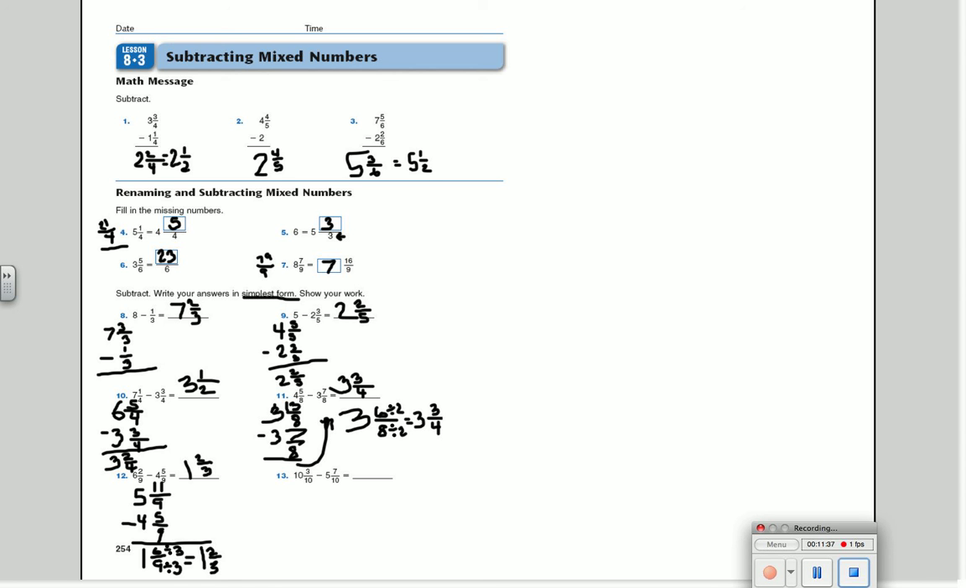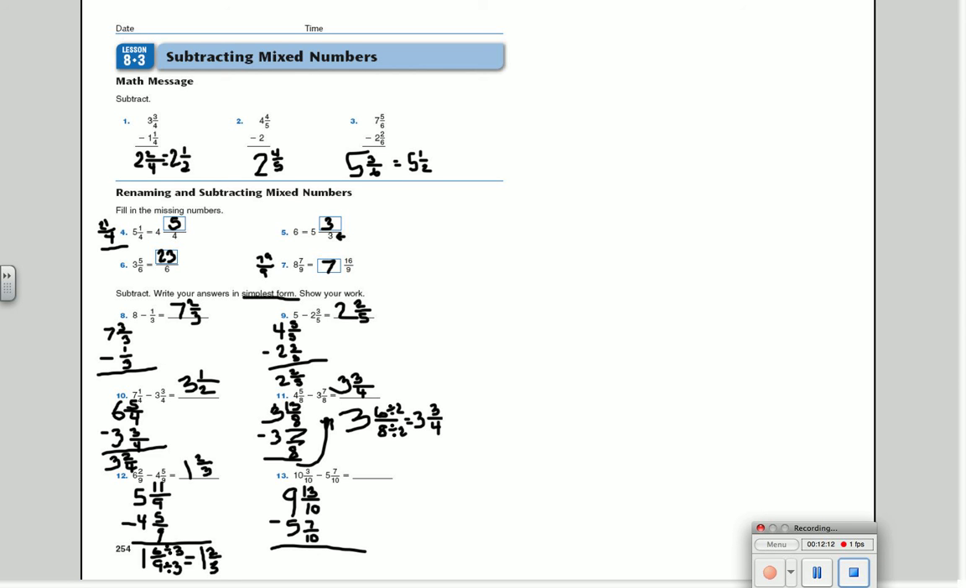Okay, last question before we get our study link. 10 3/10 minus 5 7/10. Again, take a look at the problem. I know I can take 5 away from 10, but if I look at my fraction, I can't take 7 away from 3. Therefore, I need to drop the 10 down to a 9, automatically put the denominator in, the 10, and now figure out what the numerator should be. Because I'm working with tenths, I'm going to have to add 10 to my numerator.